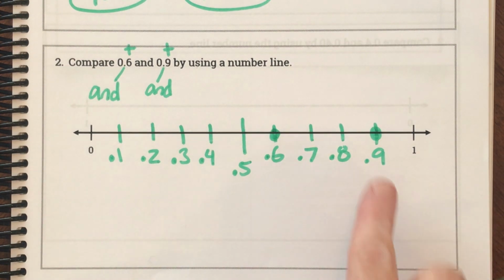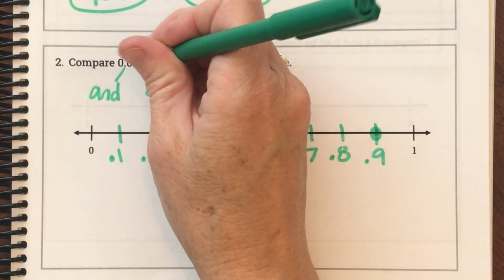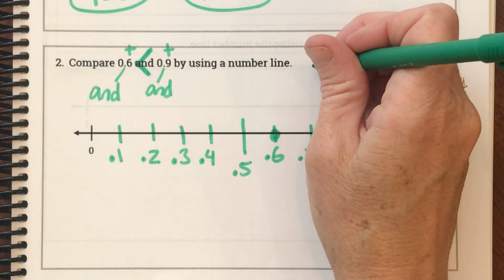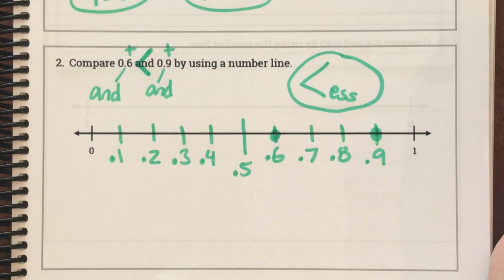So it's pretty clear to see that this one's larger. So we would use this symbol. We're going to grab the larger. So again, we're using the less than symbol.